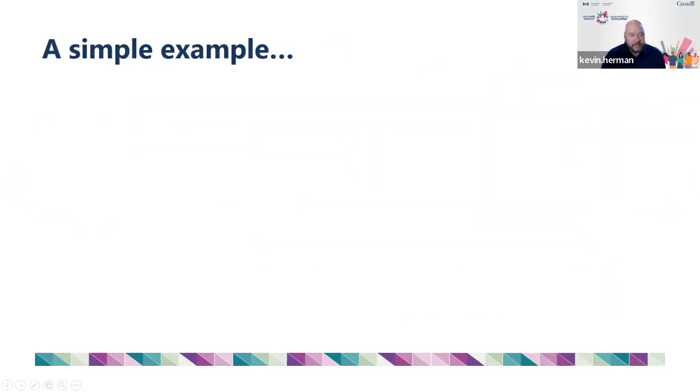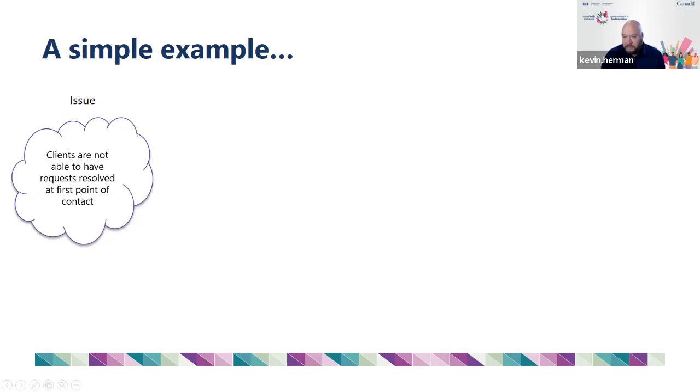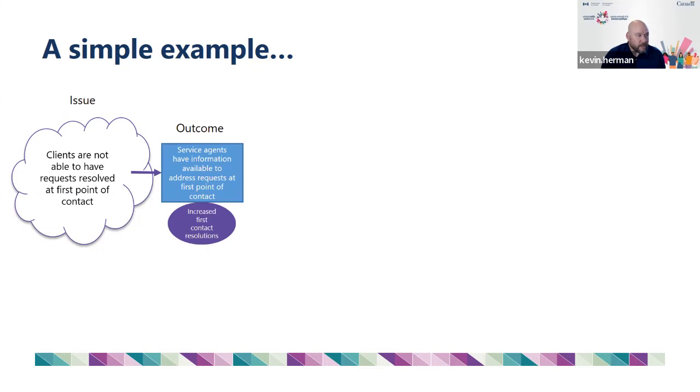So a bit of a practical example, and I've kept it very simple so that it's easy to express, because it could get very complicated, especially when you're dealing with a very, let's say, wide and deep strategy. I'll focus on a singular issue in this case. So we may have an issue where clients are not able to have requests resolved at the first point of contact. So they're being bumped around when they call, and they have to contact 5 people before they get a resolution to their question. So we'll think about our strategy and how we might want to address that.